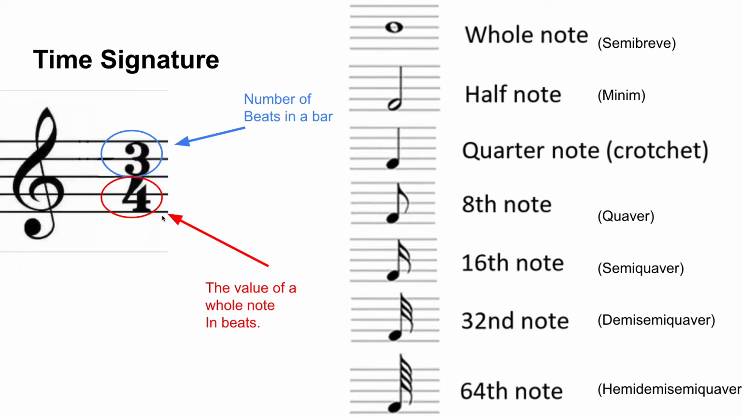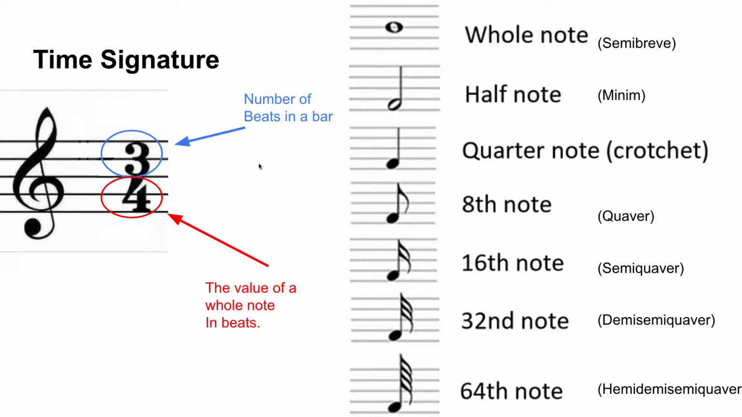So a time signature is this symbol right at the very beginning of a piece of music, and it tells you two things. Firstly, with the top number, it tells you the number of beats in a bar, and with the bottom number, it tells you the value of a whole note. So if we look up here, this is our whole note. If this is equal to 4 beats, then the half note, the minim, will be equivalent to 2 beats, and the quarter note, the crotchet, will be equivalent to 1 beat. So I'm expecting to see a bar that consists of 3 crotchets, 3 quarter notes.